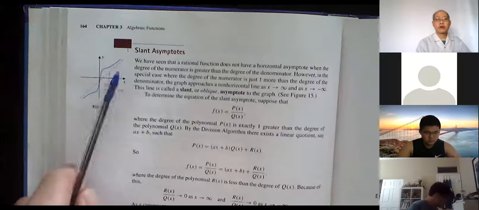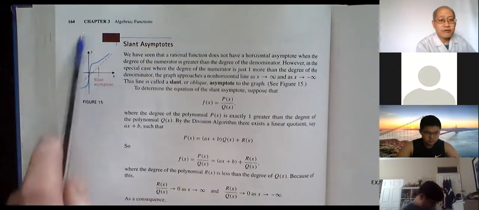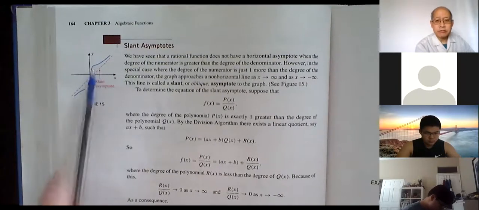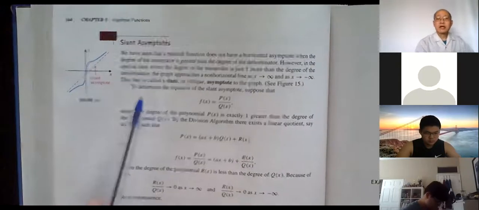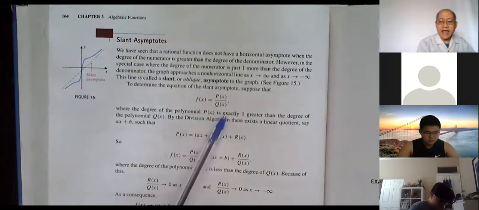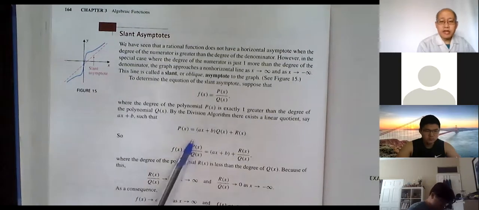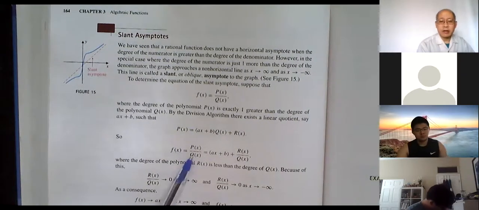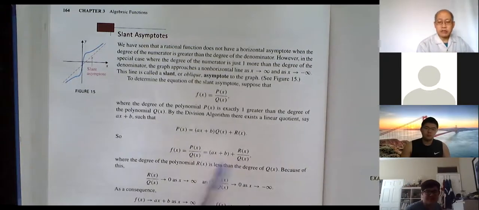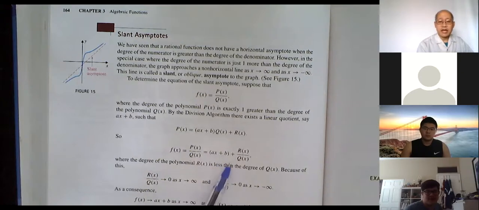Page 164. A slant asymptote. So we can have a vertical and a horizontal asymptote. How about a slant asymptote? We have a slant asymptote when the degree of the polynomial p of x is exactly 1 greater than the degree of the polynomial q of x. So the numerator is exactly 1 higher than the denominator. We will have a slant asymptote. We can figure it out by the division algorithm. So we'll do the division, long division perhaps, and it'll give us a slant asymptote.